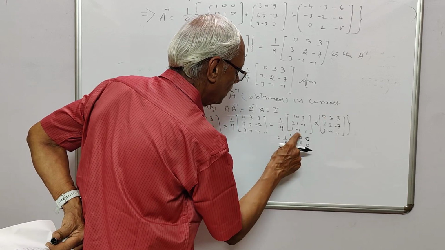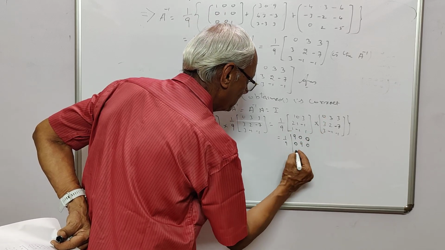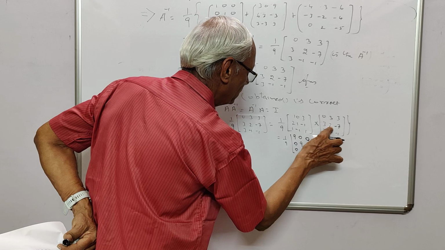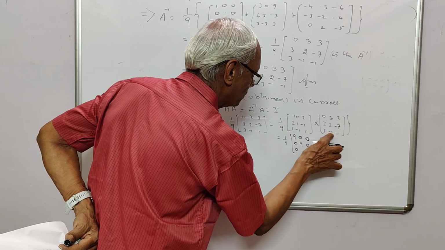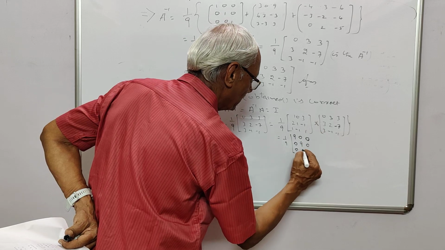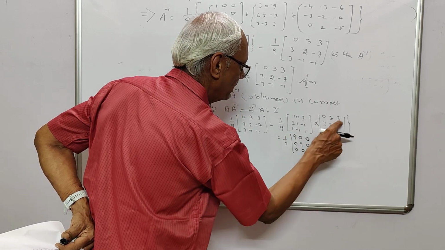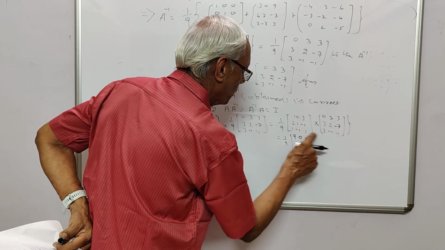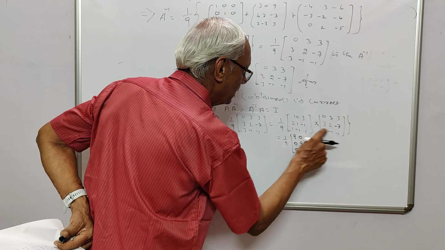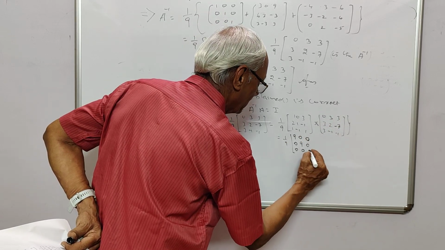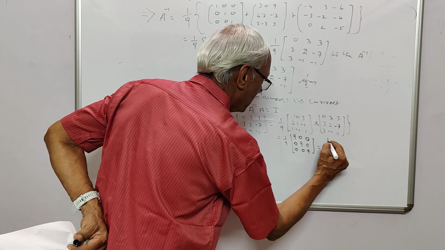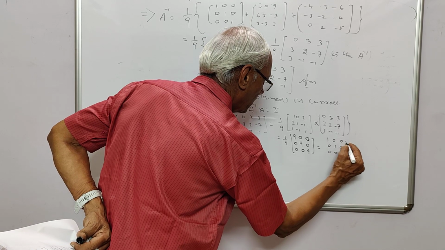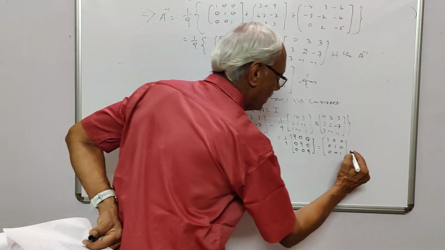Then 1 into 0 is 0, minus 1 into 3 is minus 3, 1 into 3 is 3, therefore 0. 1 into 3 is 3, minus 1 into 2 is minus 2, plus 1 into minus 1 is minus 1, minus 3 plus 3 is 0. Then 1 into 3 is 3, plus 7, minus 1, you will get what? It is 3 plus 7 is 10, take away 1, it is 9. Okay, this is your I.